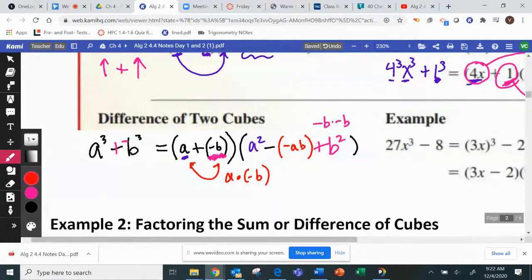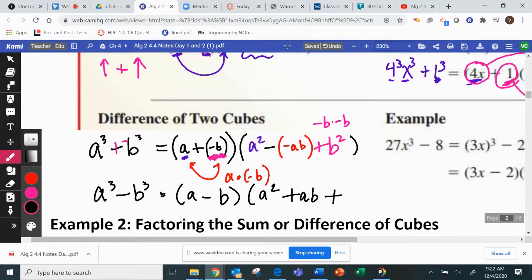Okay. If this looks kind of confusing, we can clean up the formula a little bit. That says we do a minus b, a squared plus ab plus b squared.